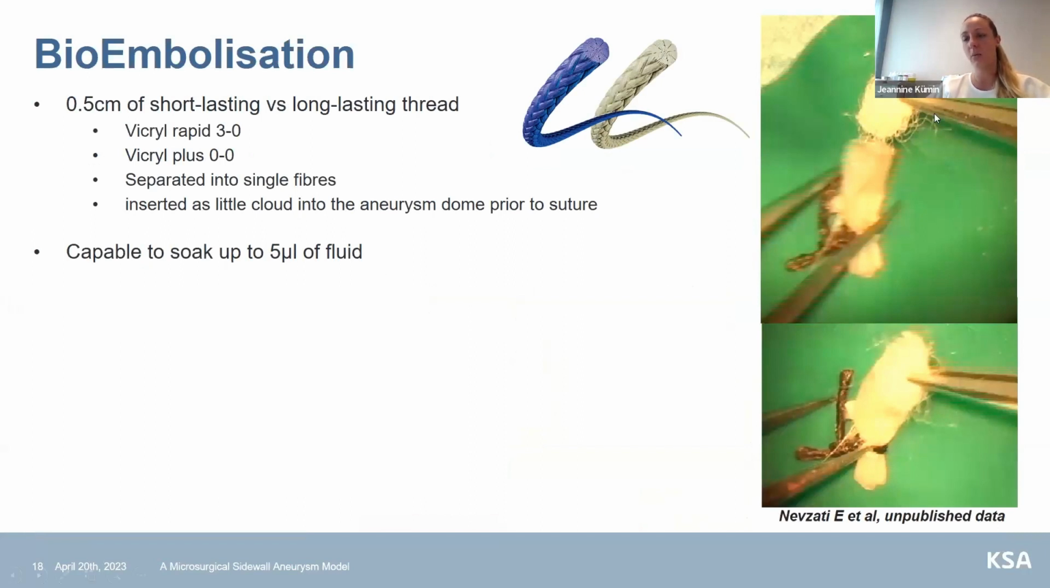So here on the top right, we have this little cloud, which is then inserted into the aneurysm dome, and which is capable of soaking up to 5 microliters of fluid, which makes it a good carrier for further experiments and testing of different substances, which should be implemented or injected into the aneurysm dome for better healing.